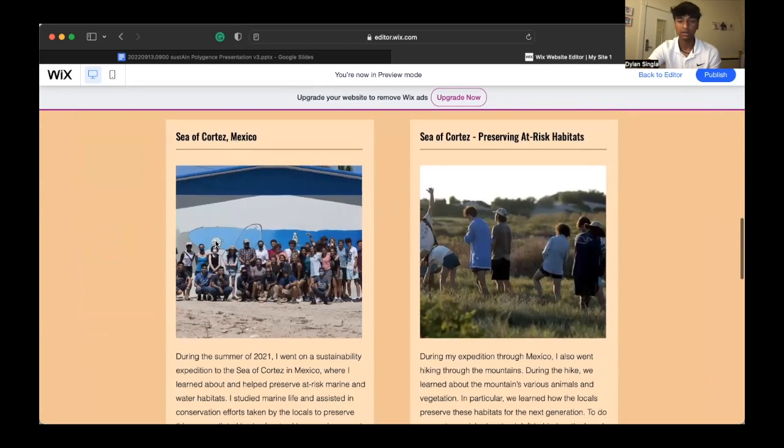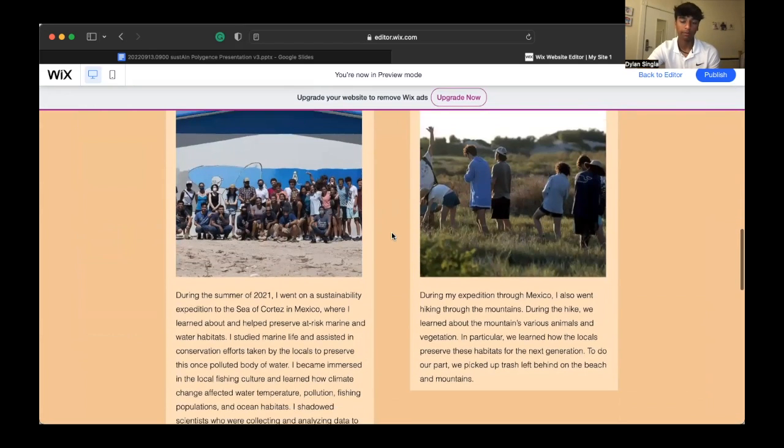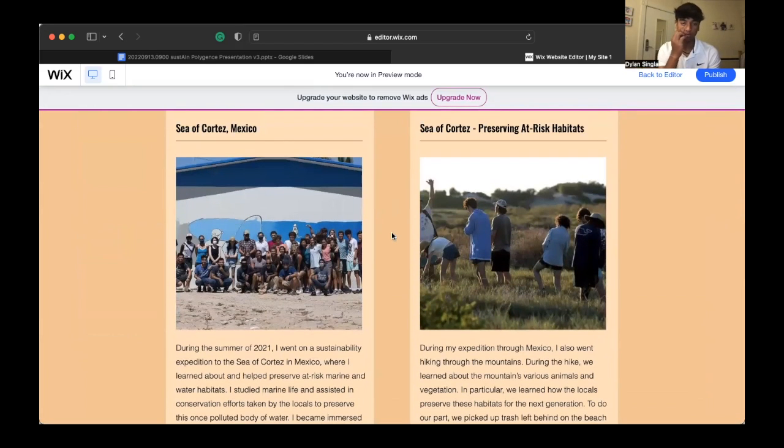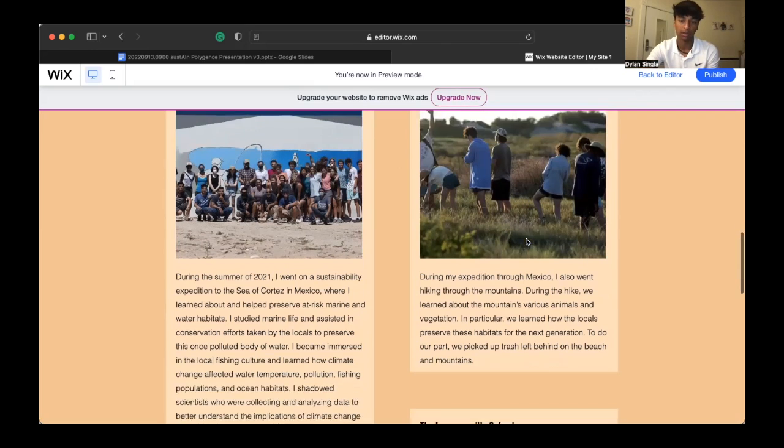I then have the Sea of Cortez, Mexico, where I did my student travel trip. In the picture on the left, it was me and the entire group along with a few leaders. We went to a local school. We painted recycling bins to encourage recycling. We cleaned up the environment. We planted trees, and we also had fun with the children. On the right, we preserved at-risk habitats in our camping site along the mountains and along the coast of the Sea of Cortez.